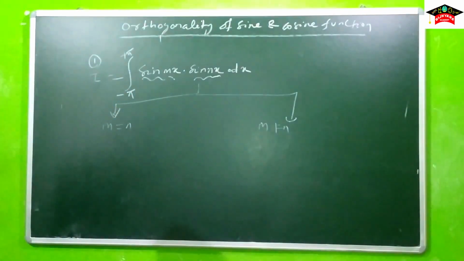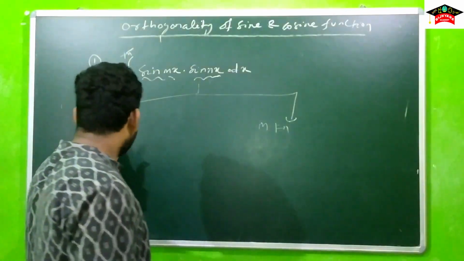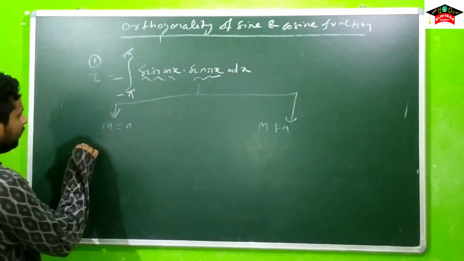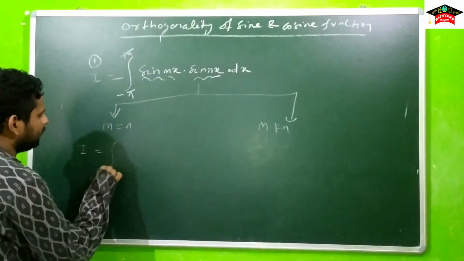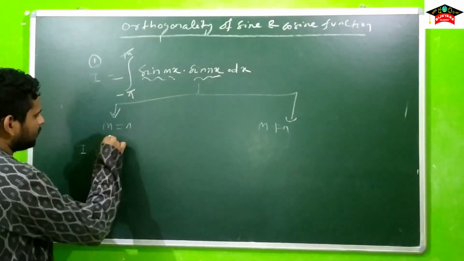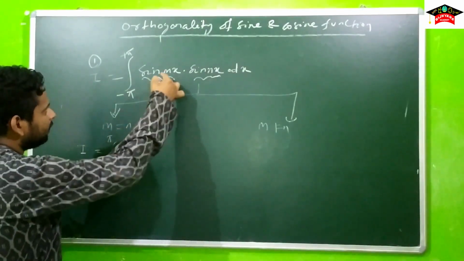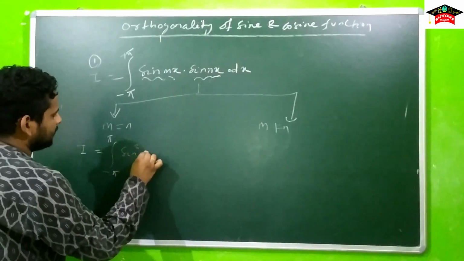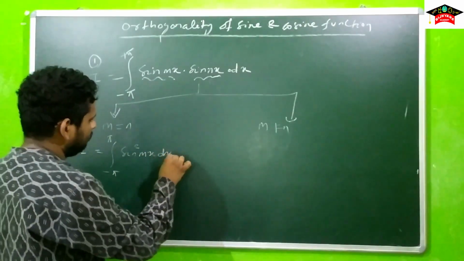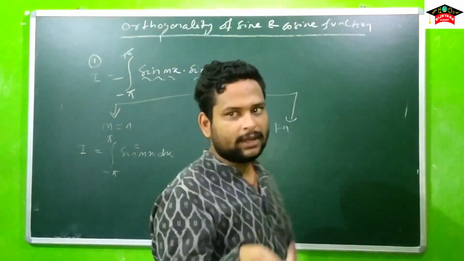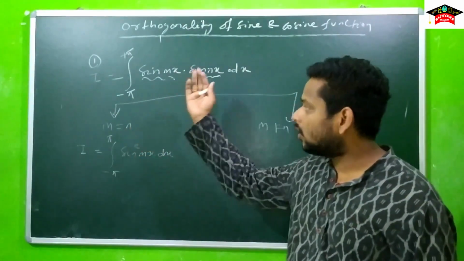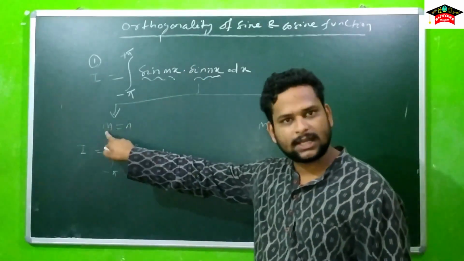So let us first check what is the value of the integration if m is equal to n. So for m equals n, we have I equal to the integration from minus pi to plus pi. If m equal to n, then the term will be equal to sine square nx dx, because if m equal to n, in the place of m we can replace n.